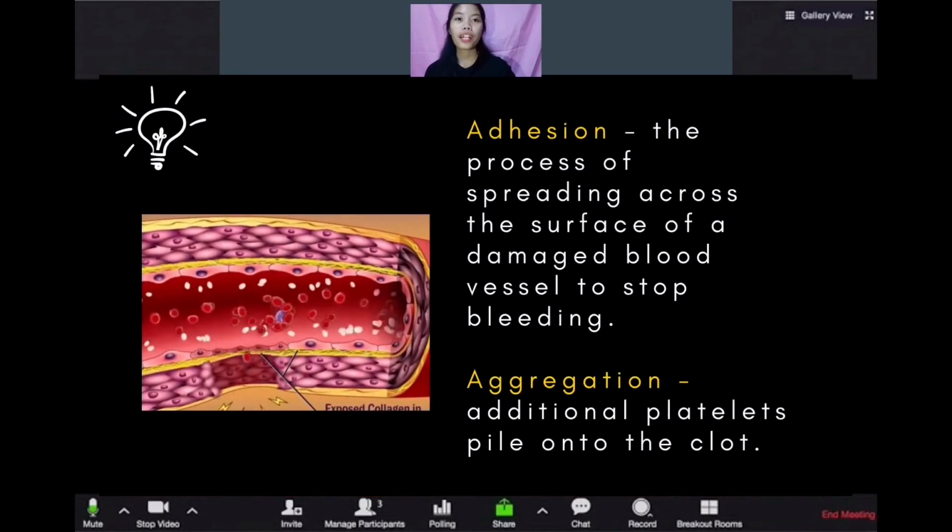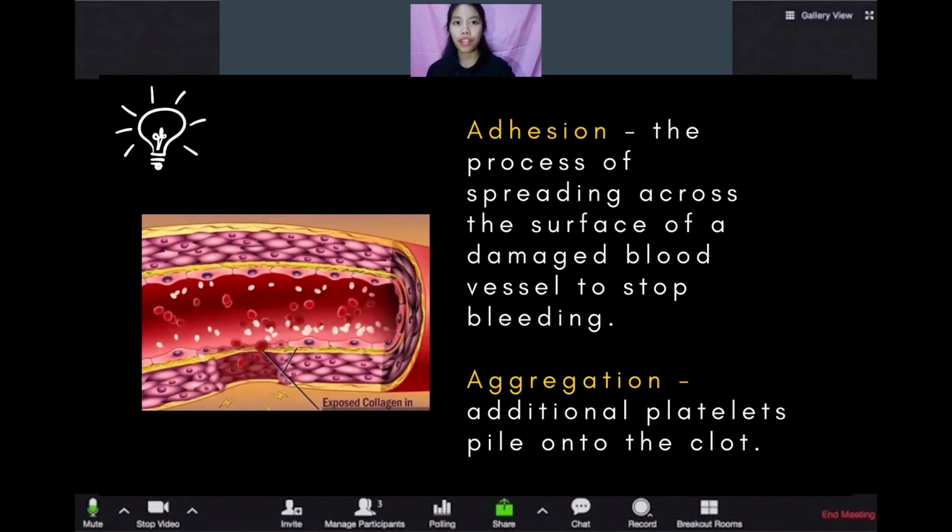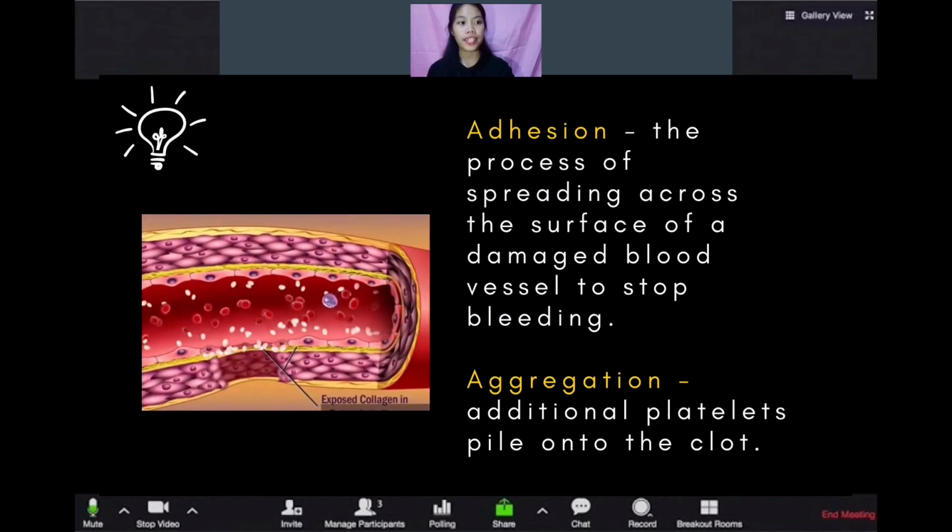Adhesion is the process of spreading across the surface of a damaged blood vessel to stop bleeding. This is because when platelets get to the site of the injury, they grow thick tentacles that help them stick or adhere to one another. They also send out chemical signals to attract more platelets. This is called aggregation, or the additional platelets piled onto the clot.